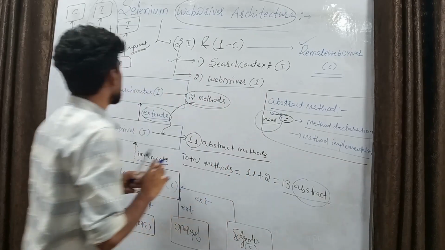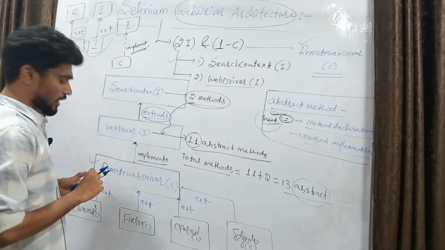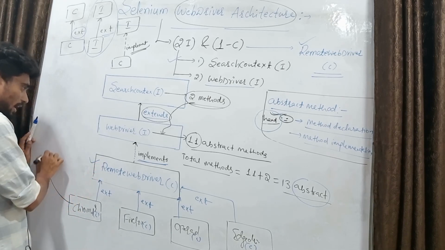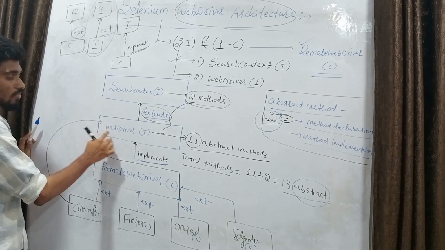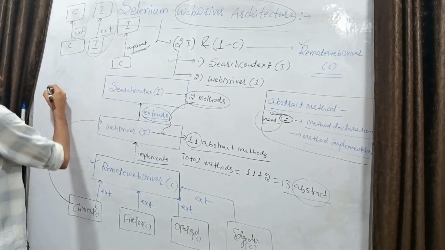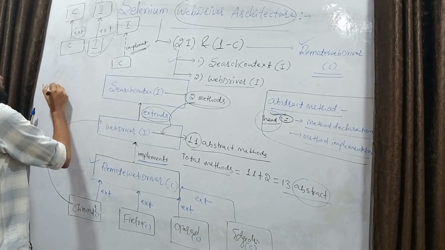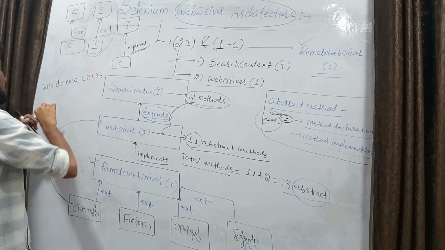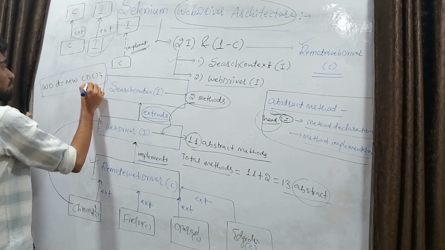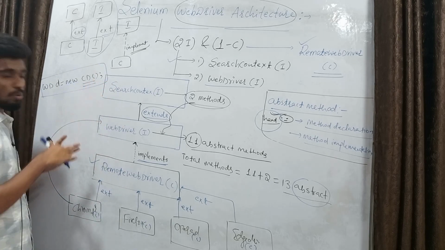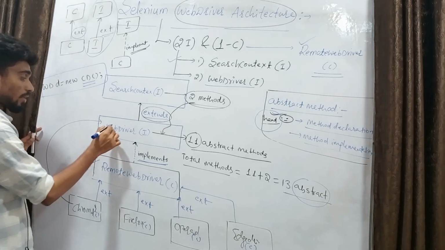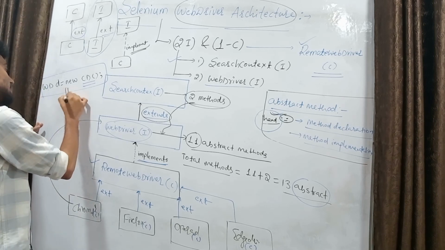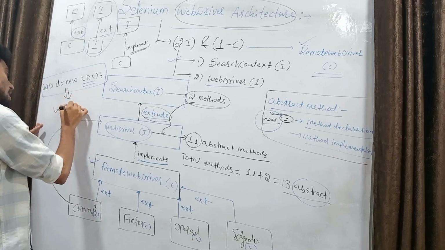Now observe here, in this architecture we need to learn one important topic. We can create an object of a browser class and provide a reference of the WebDriver interface. How is it working? WebDriver driver equals new ChromeDriver. Look here, I am creating an object of this ChromeDriver class, which is the browser class, and I am providing a reference of the WebDriver interface. This concept is called upcasting.